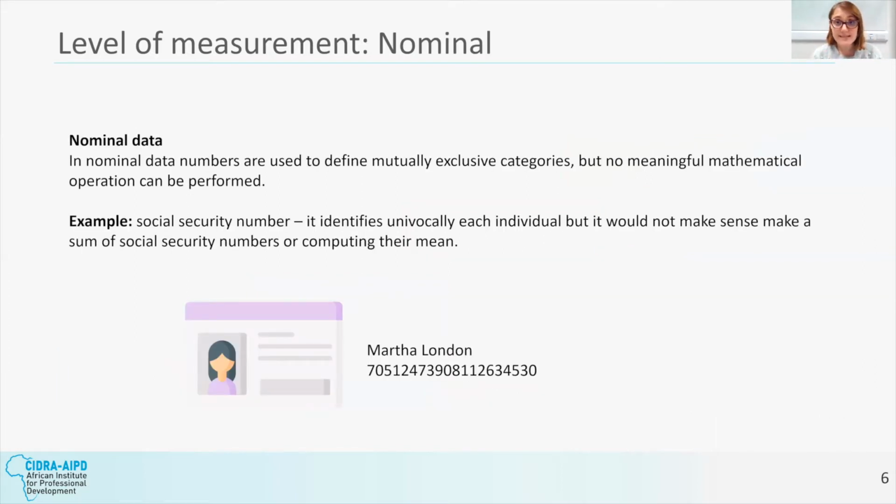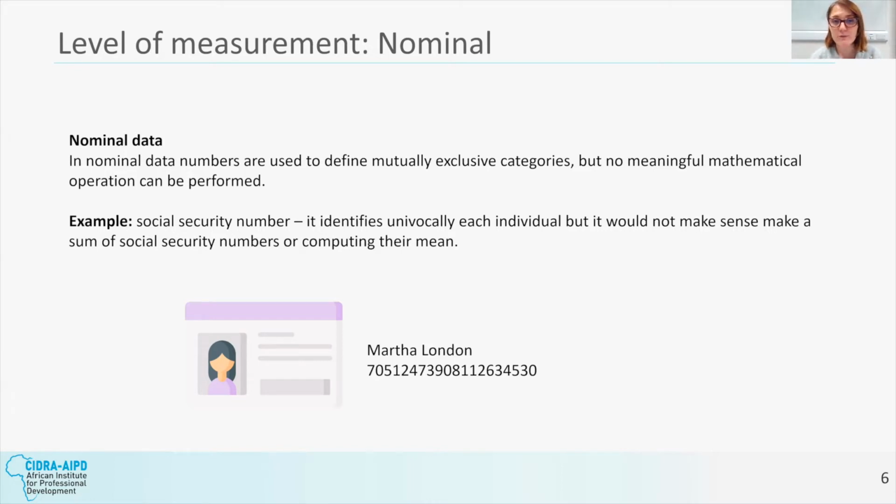So nominal data are represented by numbers which identify mutually exclusive categories, but we cannot perform any mathematical operation with these numbers. To understand this better, let's consider an example. For example, here we have the identity card of a person named Martha London, and we have their social security number.